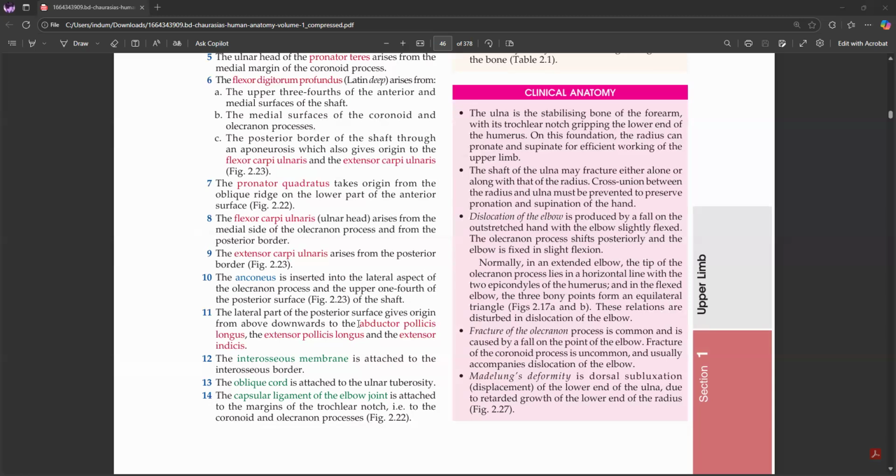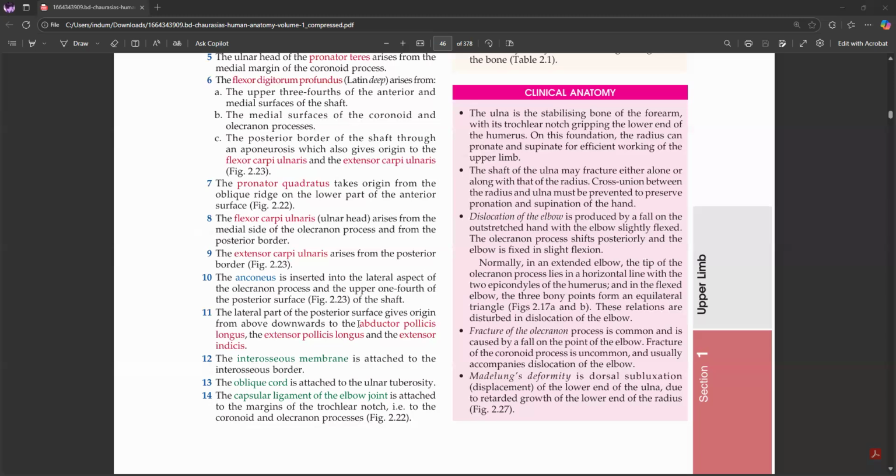Figure 2.23. Number 10. The anconeus is inserted into the lateral aspect of the olecranon process and the upper one-quarter of the posterior surface of the shaft. Figure 2.23. Number 11. The lateral part of the posterior surface gives origin from above downwards to the abductor pollicis longus, the extensor pollicis longus, and the extensor indicis. Number 12. The interosseous membrane is attached to the interosseous border. Number 13. The oblique cord is attached to the ulnar tuberosity.